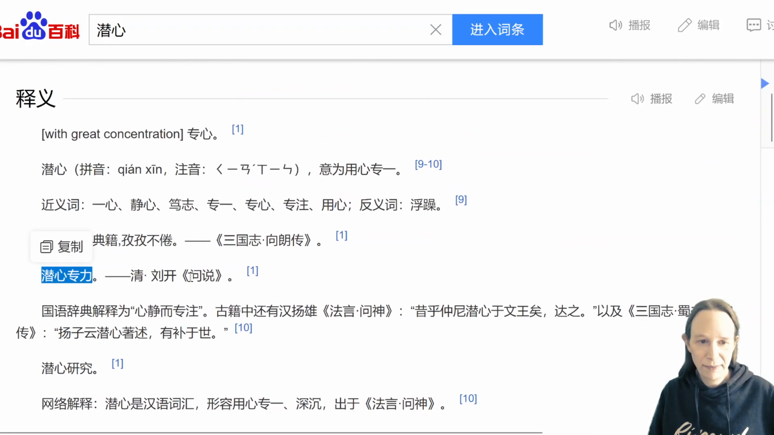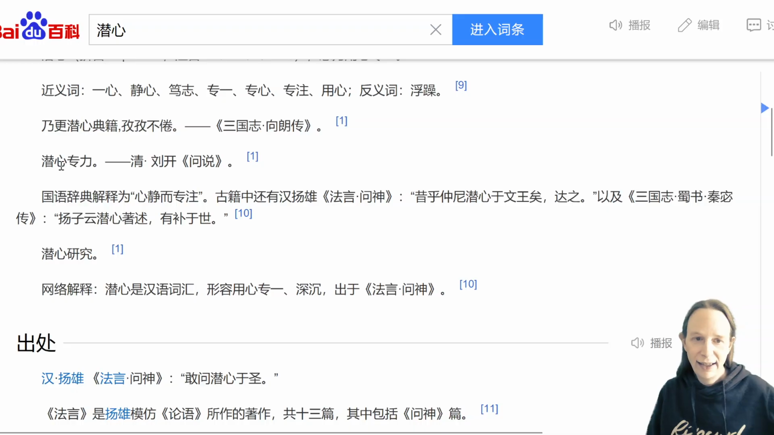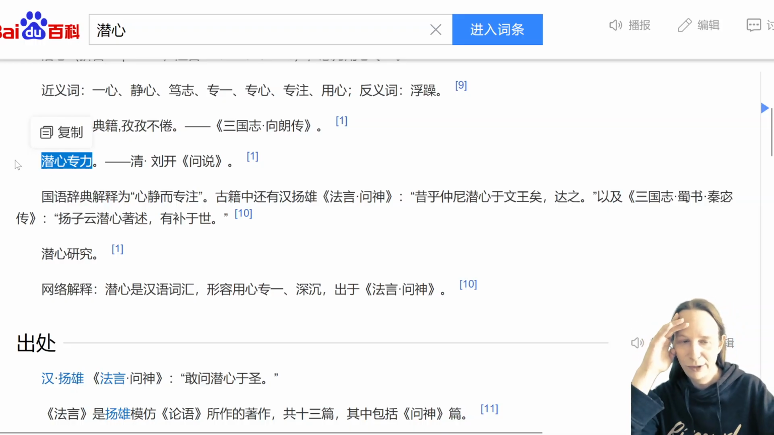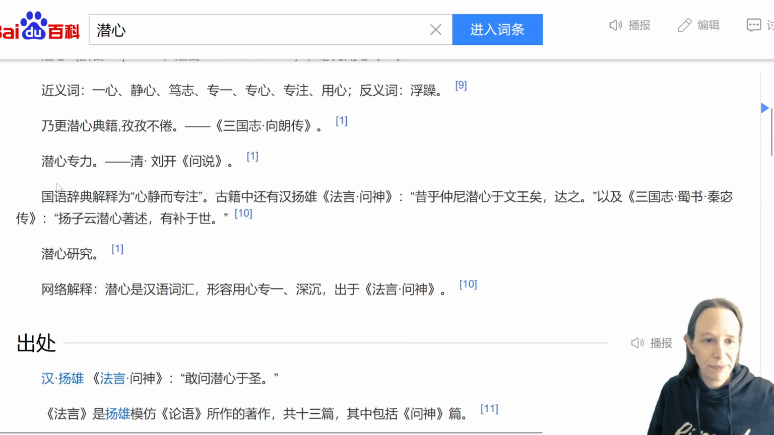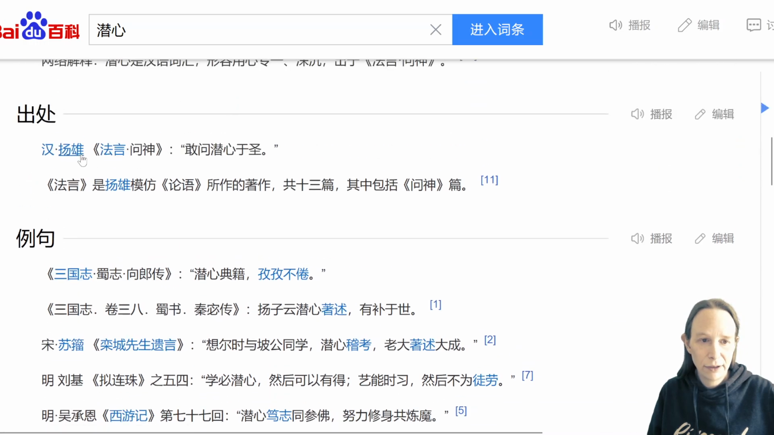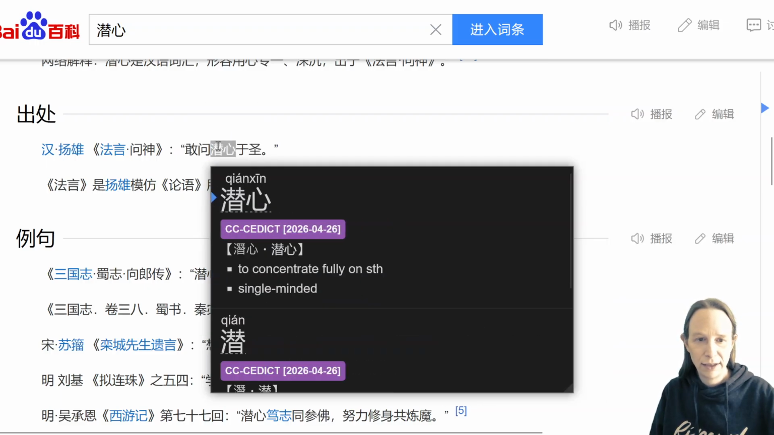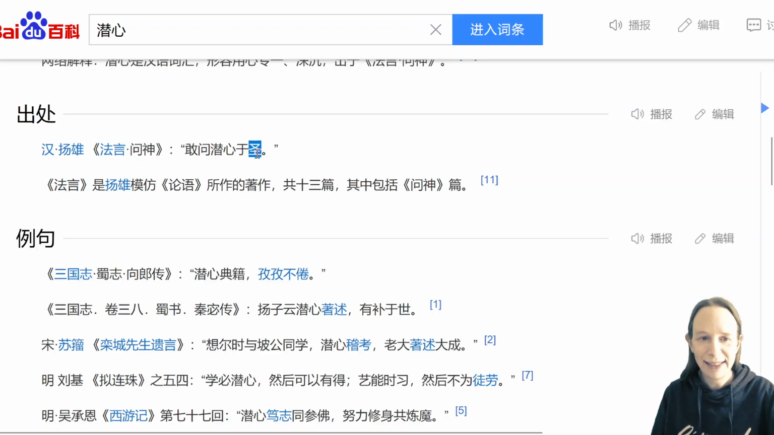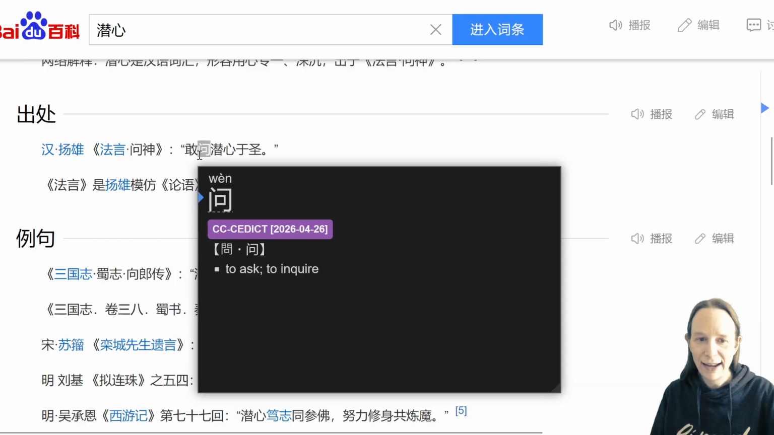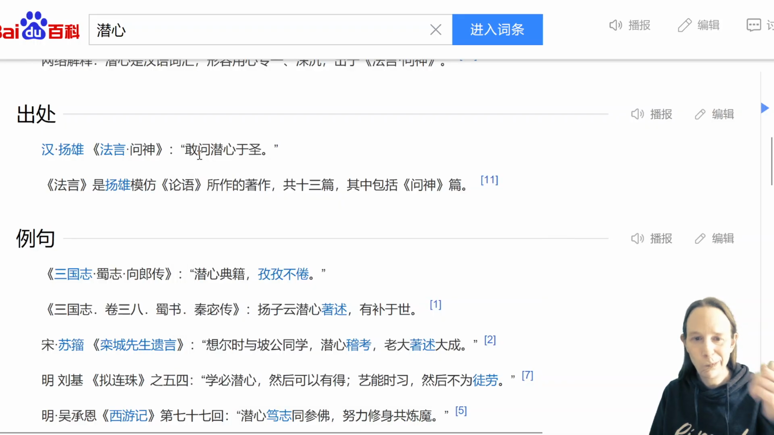So it comes from here, from the Qing dynasty. Okay, 潜心专利. That could actually be a word itself. No. All right. Oh, no, it's from the Han dynasty. 敢问专心于圣. 专心于圣. So this is devote yourself to 圣. 圣 could be sacred text, something like this. 敢问. What is 敢问? I'm not sure.